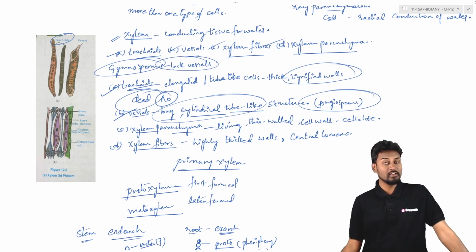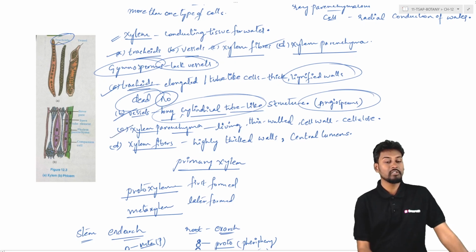So the first one we discussed is the long elongated structures, the tracheids, which don't contain any protoplast and have variation in the thickness of the cell wall because of the lignin composition or deposition. And the second, vessels, are the trademark of the flowering plants, that is angiosperms. They are long, cylindrical, tube-like structures.